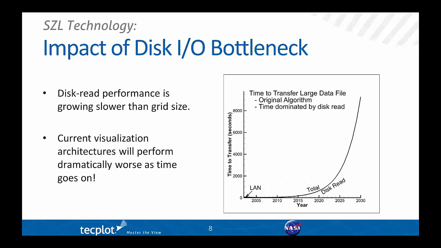If you extrapolate that out to 2030, the transfer time is not even in the picture. It's a little bit in the left-hand corner, and it's pretty much dominated by the disk read. And so we need a way to get around this bottleneck.